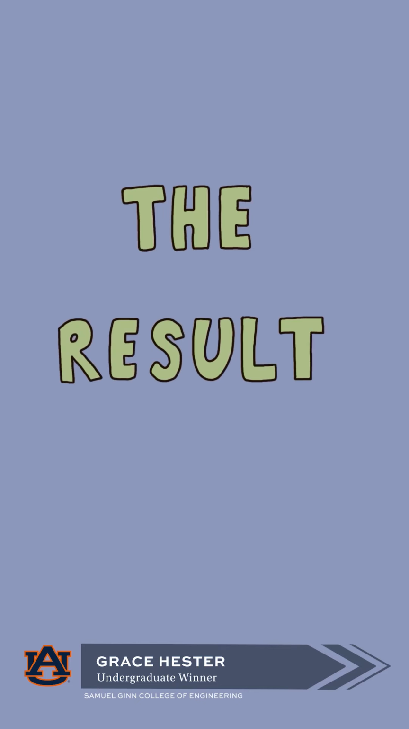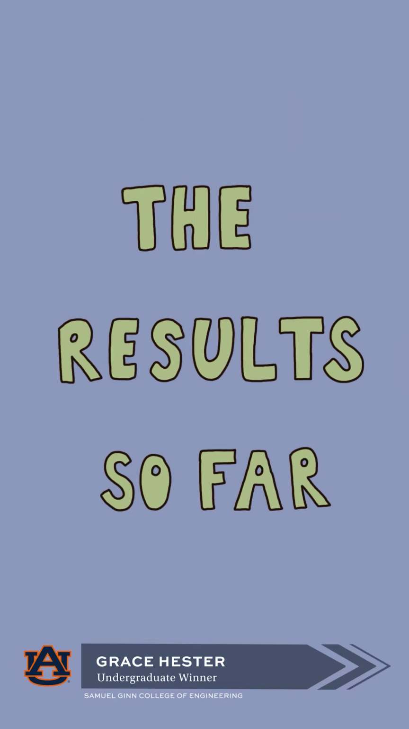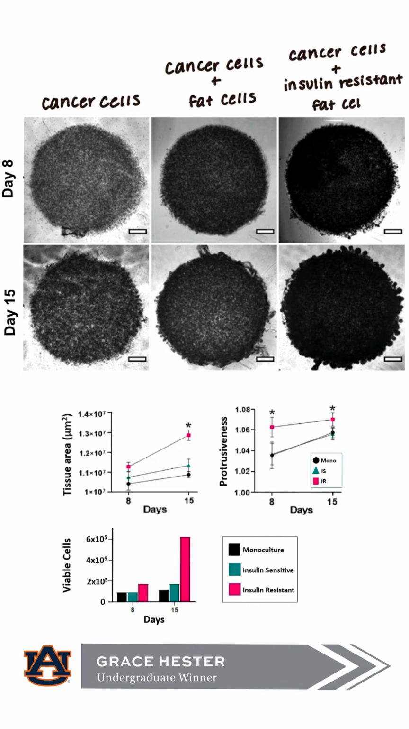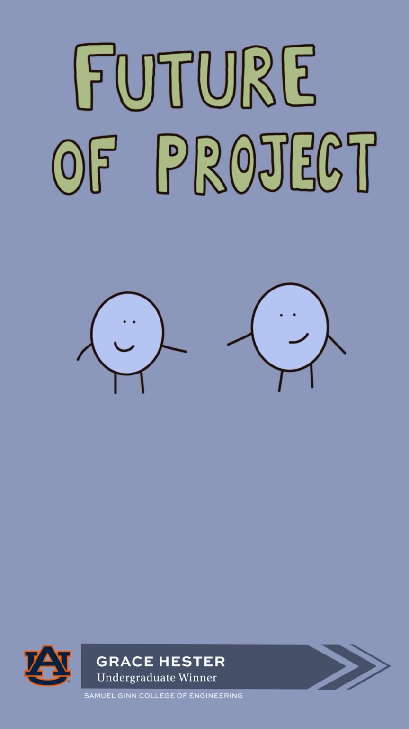I have gotten some promising results for the effectiveness of this model. Shown here are the 3 conditions of cancer tissues grown over 2 weeks. In each of these conditions, the area grows over time and the edges become more irregular, with the insulin-resistant condition growing more than the rest. This mimics what is seen inside of the body and shows that the model represents insulin resistance.